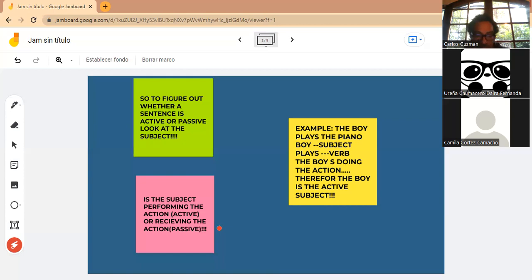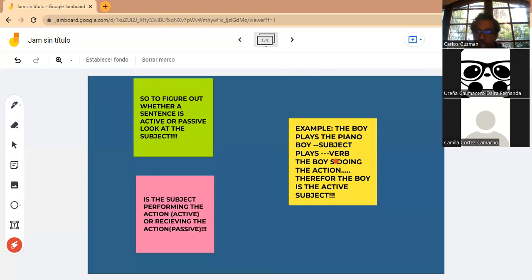I play the piano, or the orchestra is playing excellent music, right? The orchestra is the subject. They're playing the excellent music, so they're doing the action, right? Performing the action, how it says right here. So it's active. And now if the subject is receiving the action, like the other way around, great music was played by the orchestra, right? So that's different. The orchestra played excellent music. Excellent music was played by the orchestra. That's a passive voice then.